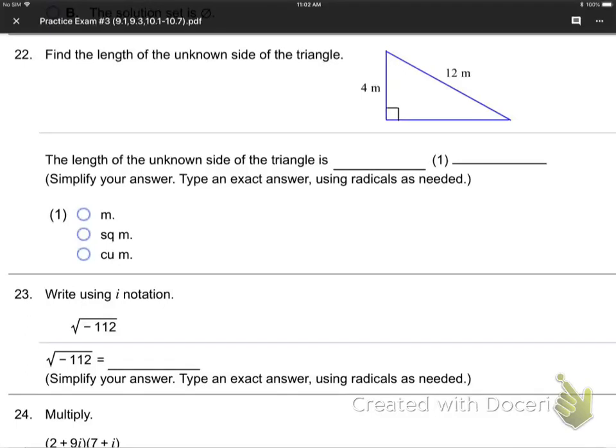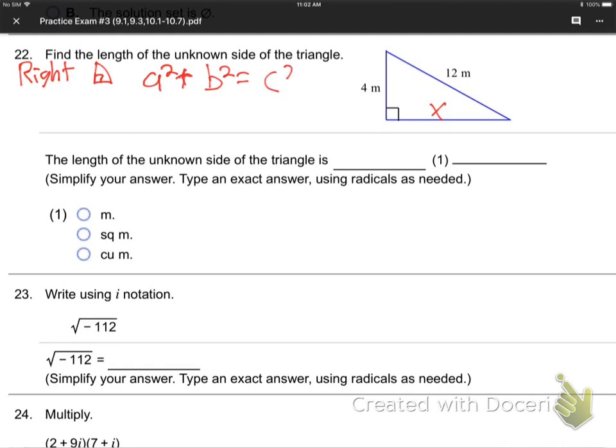Okay, so here's the rest of practice exam number 3. We're supposed to find the length of the unknown side, call it x. When you have a right triangle, like you see this right angle right there, that tells us it's a 90-degree angle, a right triangle. Whenever you have a right triangle, you always use a squared plus b squared is c squared. The Pythagorean theorem it's called.